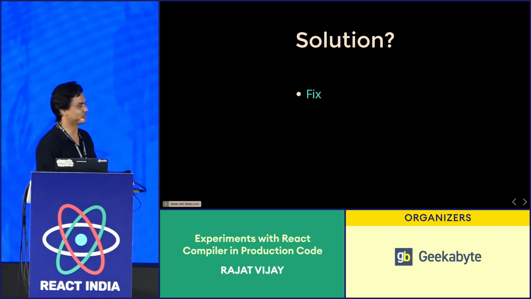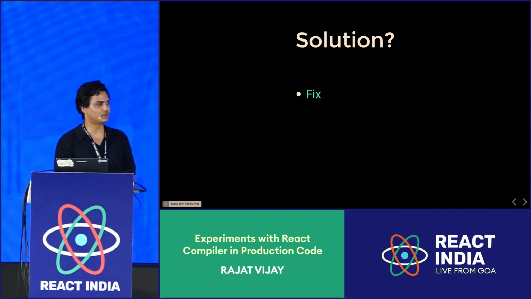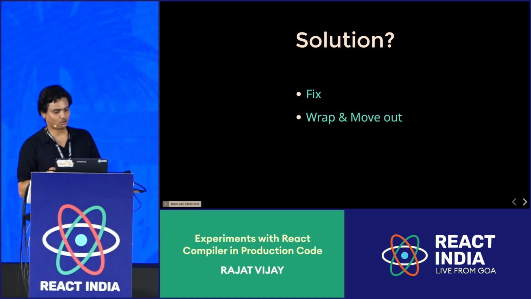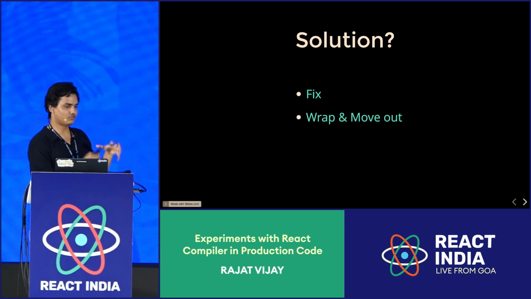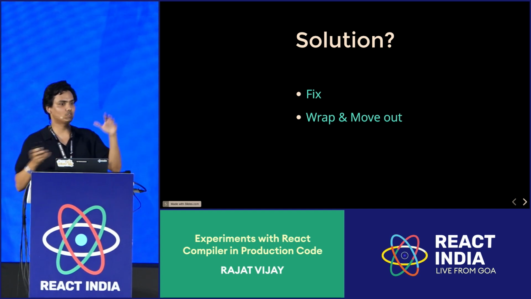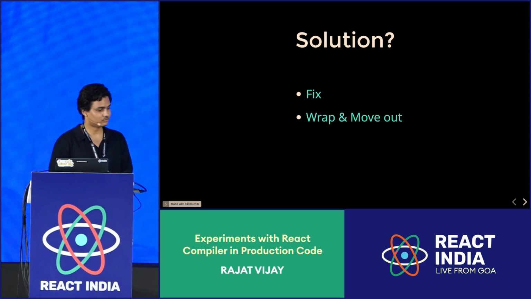One obvious thing is you can fix them, but it's not feasible. How can you get rid of computed property with member expressions? So we wrapped them, in some parts in a function, some parts in a hook, and then moved them out so that the rest of the component, the larger component, can get memoized.